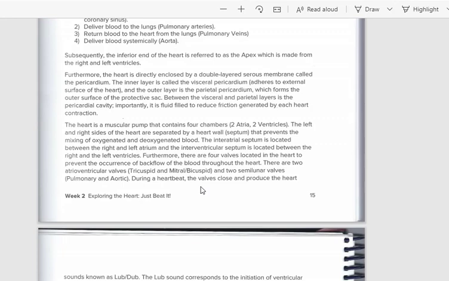I do want to point out one more thing before we leave this page. Of the flaps, or the valves, that regulate the flow through the heart, 3 of them have 3 flaps each. So the ones that are exiting, which are the pulmonary and the aortic, have 3 flaps. And of course the tricuspid has 3 flaps, or cusps. So the only one that has 2 is the mitral, or the bicuspid, and it's on the left side. So just pay attention to that.